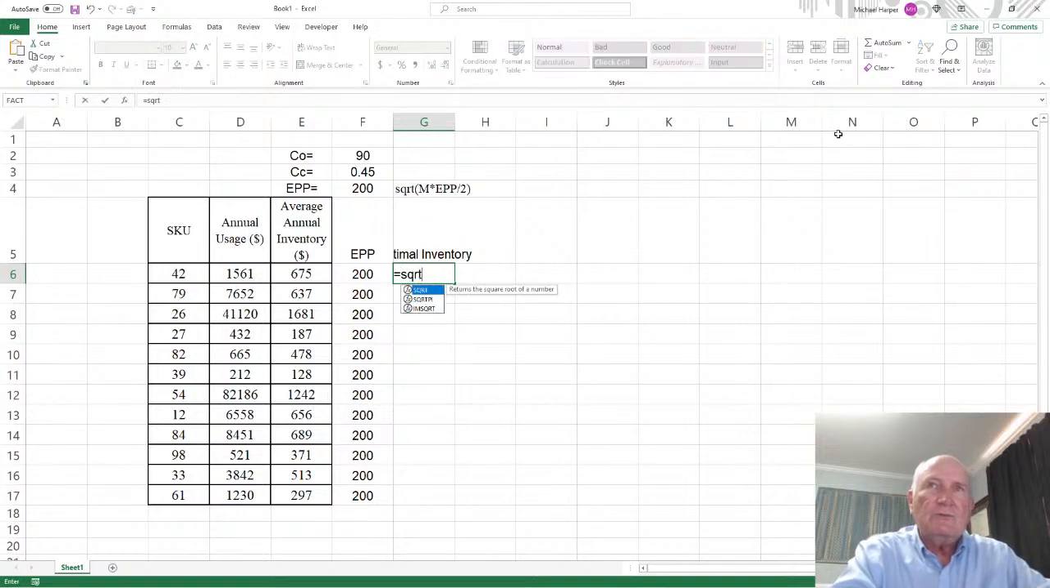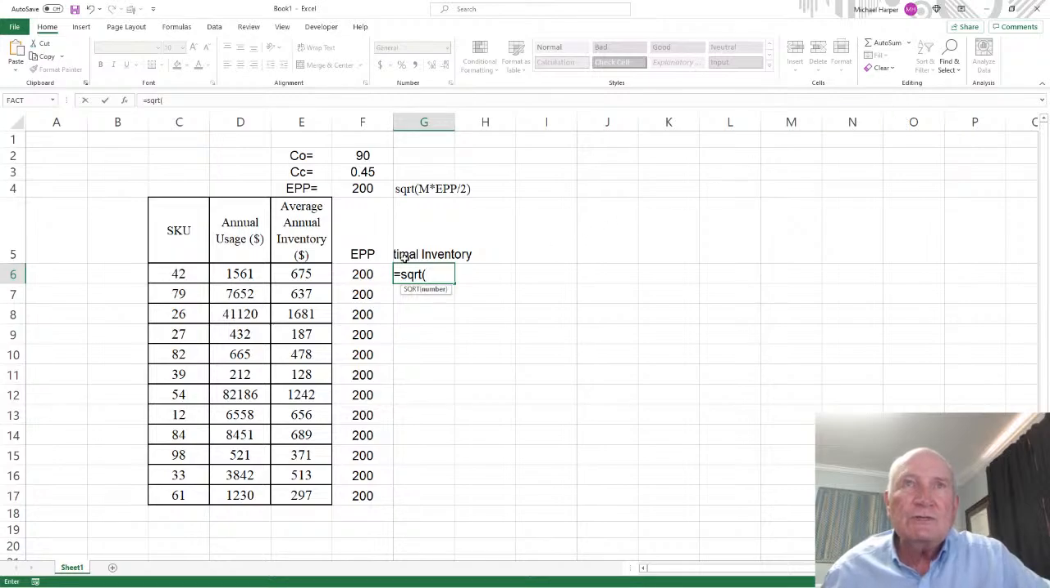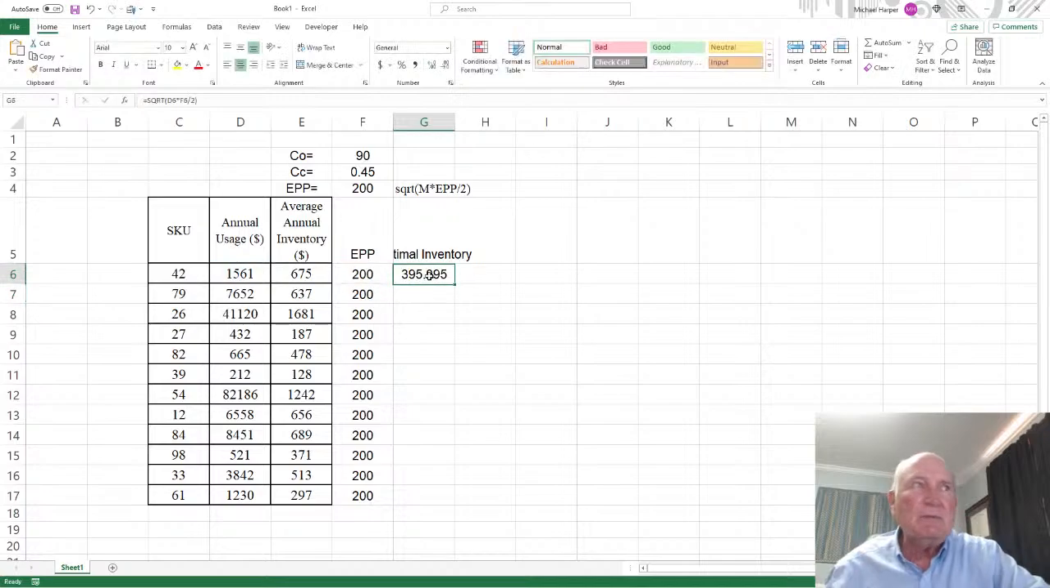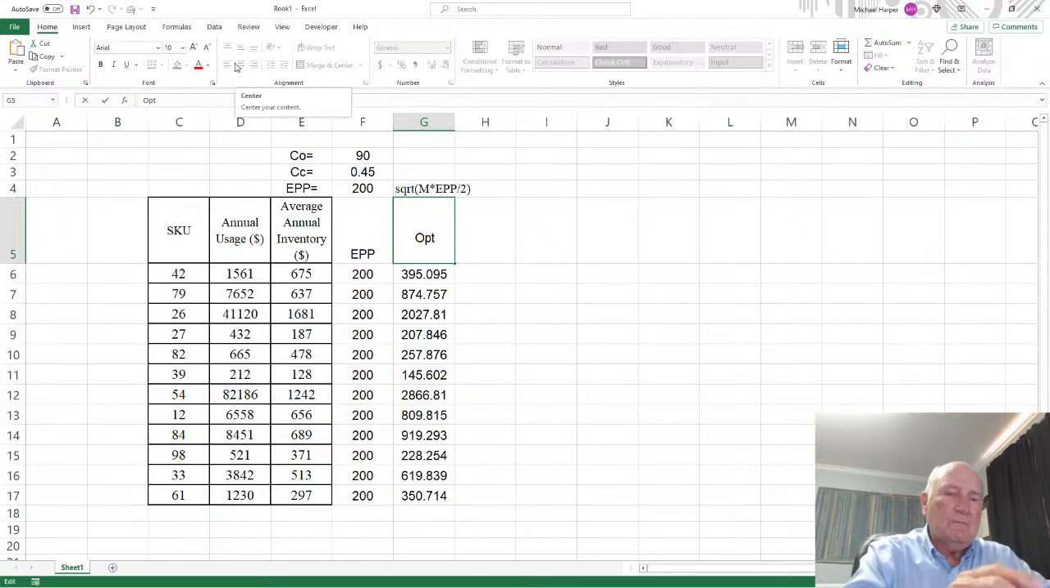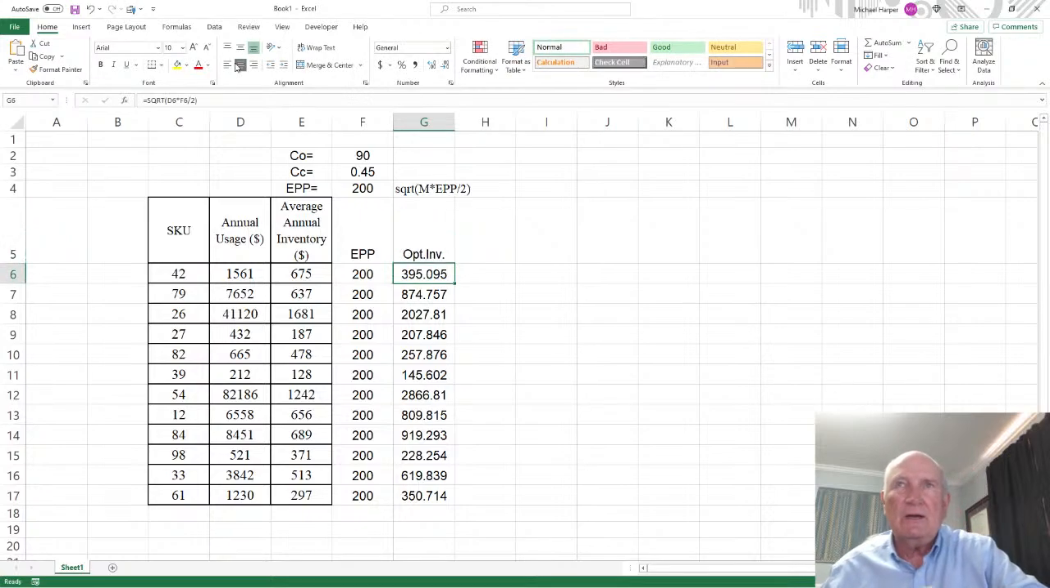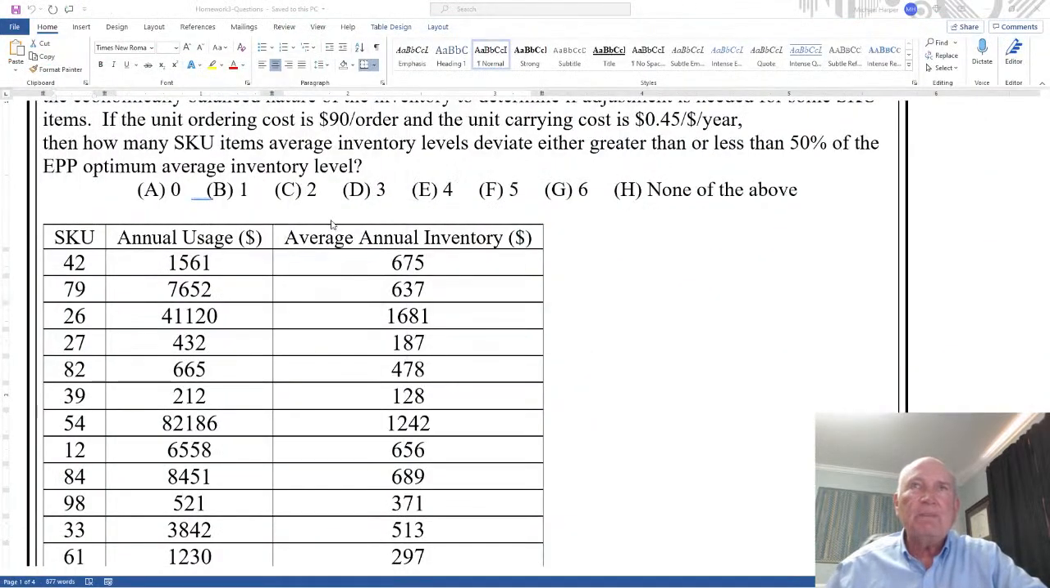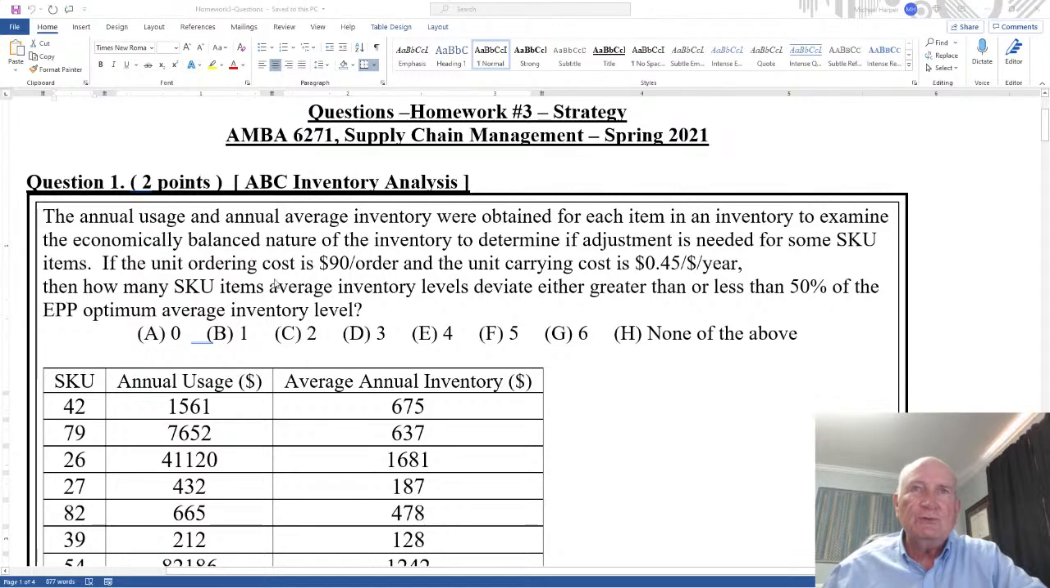Okay, that's going to equal the square root of m, which is this m right here, EPP, which is this, divided by 2. That's really all it is. So it's not that hard. So let's just copy this down. And so there's our optimal inventory. Let's change this around here. Optimal inventory. There we go.